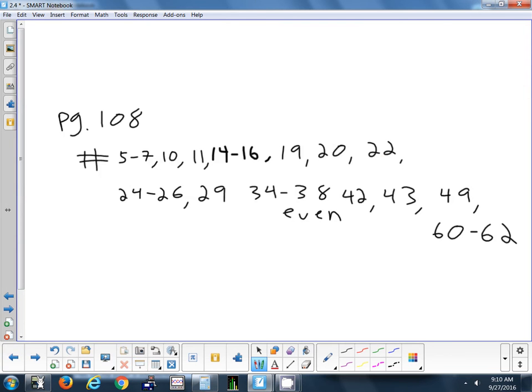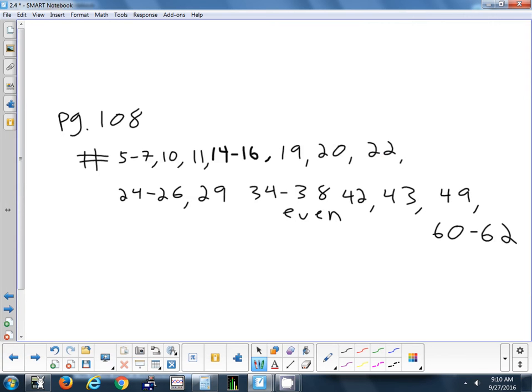All right, so the homework tonight is page 108. And there's no big stretches of problems, but it kind of skips around a lot. So it's 5 through 7, 10 and 11, 14 through 16, 19, 20, 22, 24 to 26, 29, and then on 34 to 38, just the evens. Okay, you don't do all of them. And then 42, 43, 49, and 60 through 62.